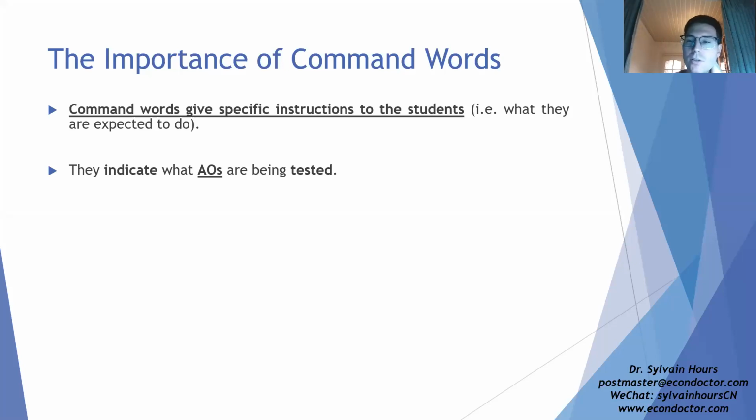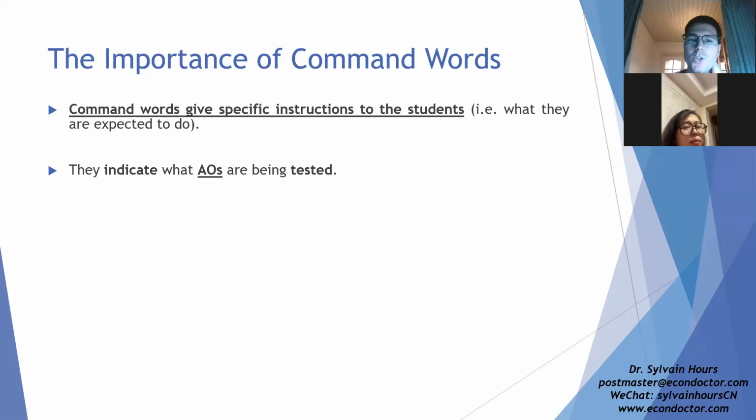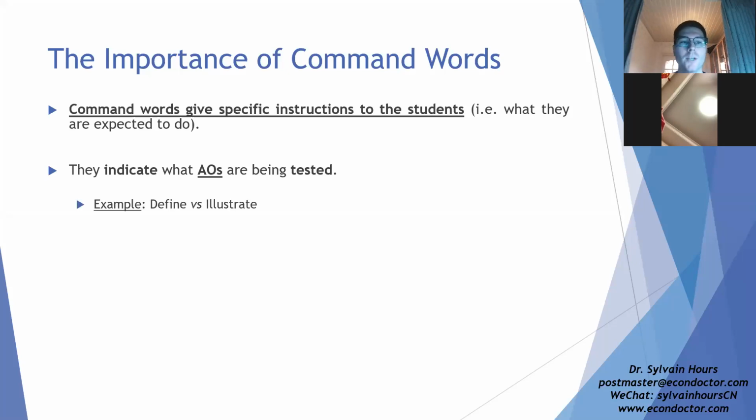Usually, when students see one particular command word, they should know what assessment objective is being tested. So they should know whether they are expected to write an evaluation, or whether they are expected to apply their knowledge to show application skills. For example, if you have define, then this is clearly a command word that is testing knowledge and understanding. If you have illustrate, this is clearly a command word that is testing application.